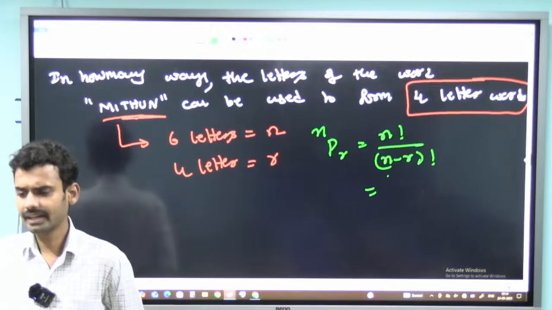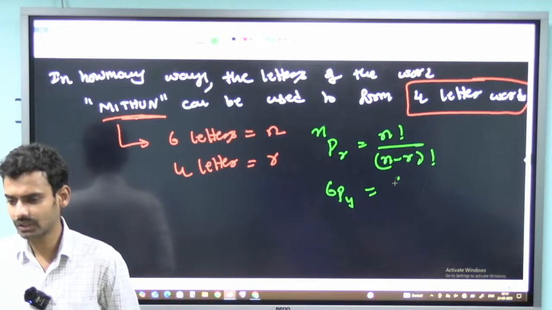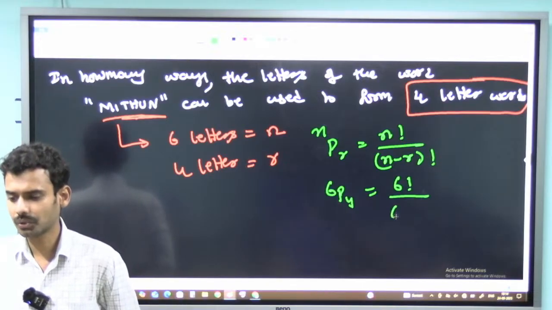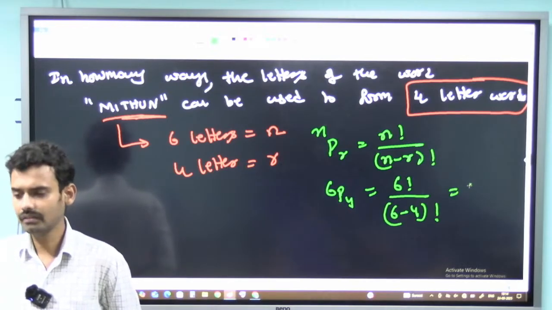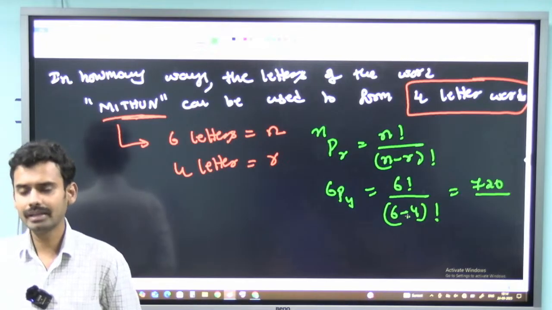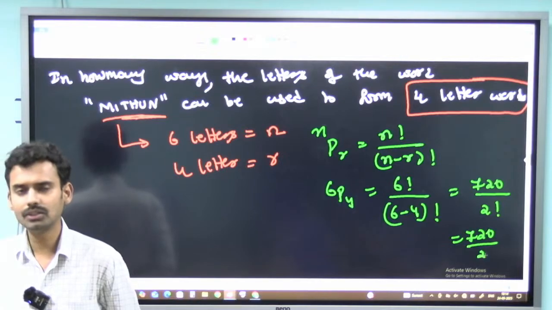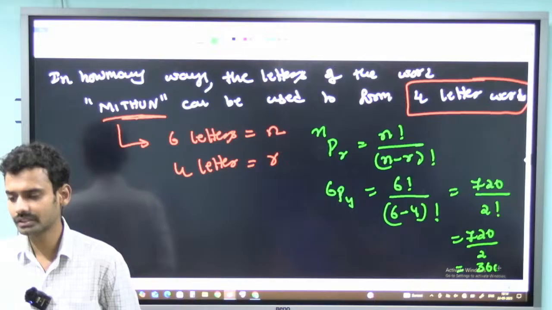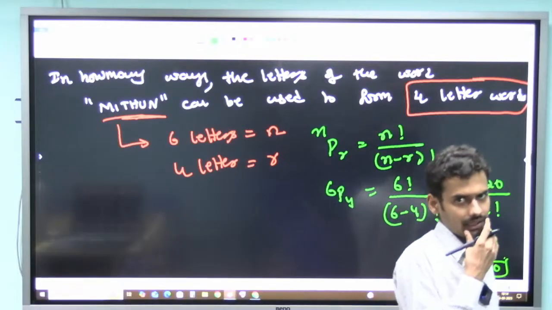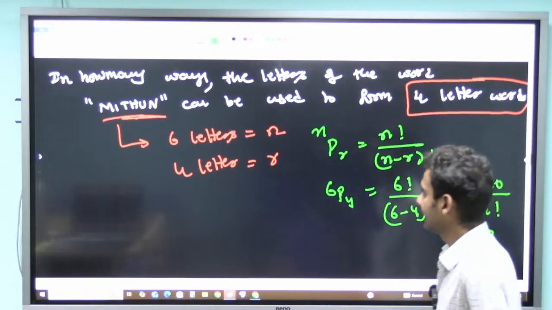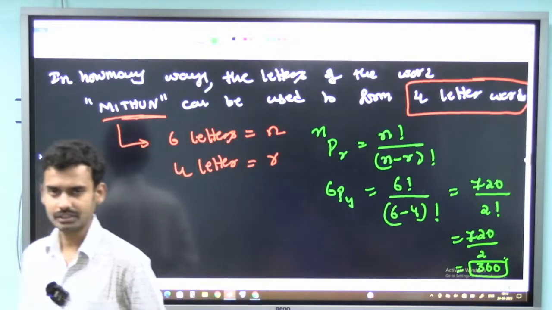Here the n value is 6, so 6P4. n factorial is 6 factorial divided by (n minus r) factorial, that is (6 minus 4) factorial. 6 factorial has the value 720, divided by 6 minus 4, which is 2, so it will be 2 factorial. 720 divided by 2 factorial, whose value is again 2, so 720 by 2. The answer for this question is 360. Which means, using the letters of the word Mithun, that is using M, I, T, H, U and N, I can form 360 4-letter words. This is the meaning of this question.